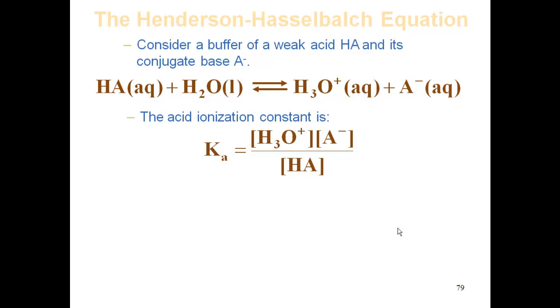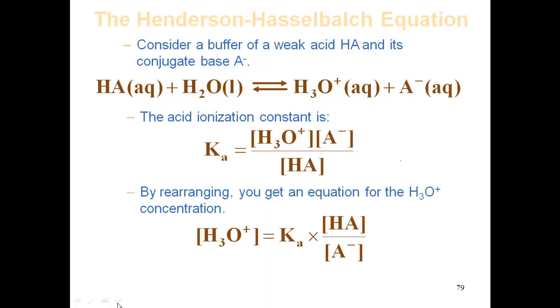So let's consider a weak acid hydrolysis, which is HA gives me hydronium and A minus. I can write the Ka for this, which is hydronium ion times A minus divided by HA. Now, the ultimate goal is the pH of a buffer at a certain pH. What is pH related to? Well, pH is related to hydronium ion. So let's rearrange this equation and solve for hydronium ion, which means hydronium ion is equal to Ka times the concentration of HA divided by A minus.